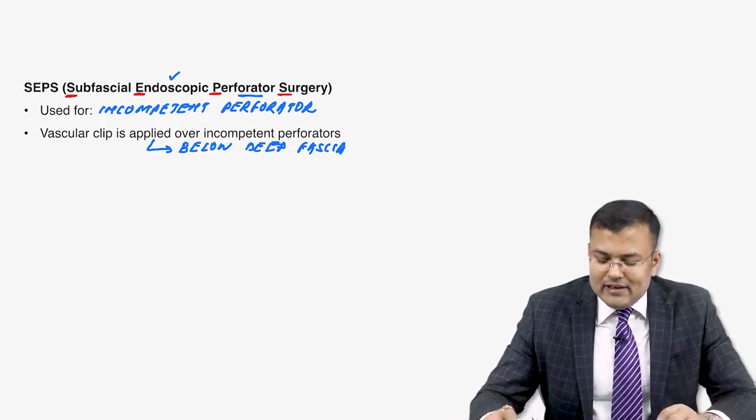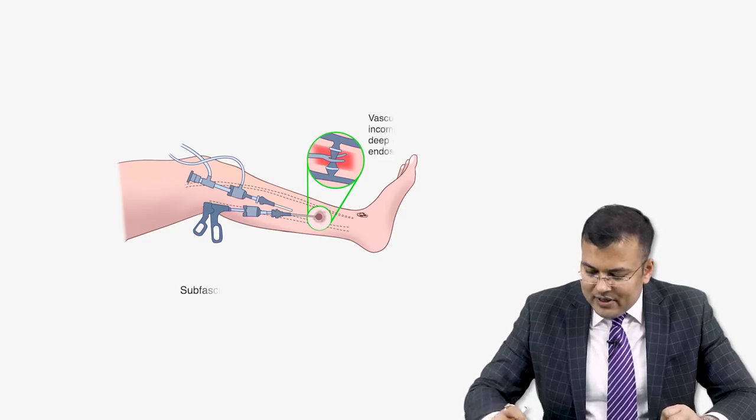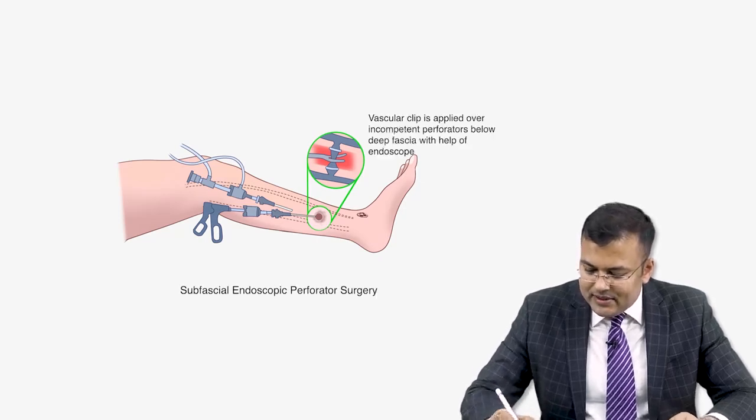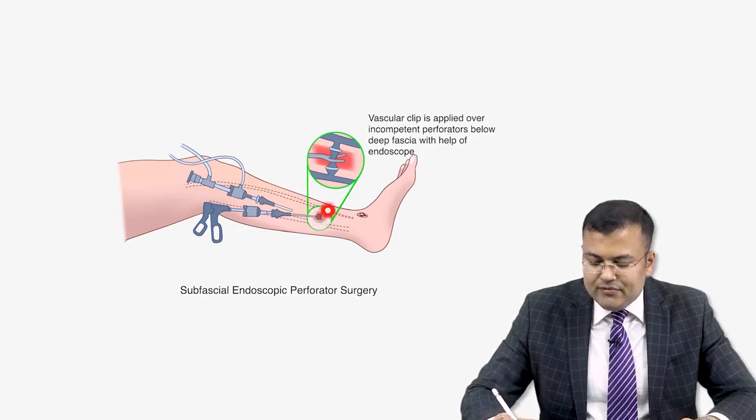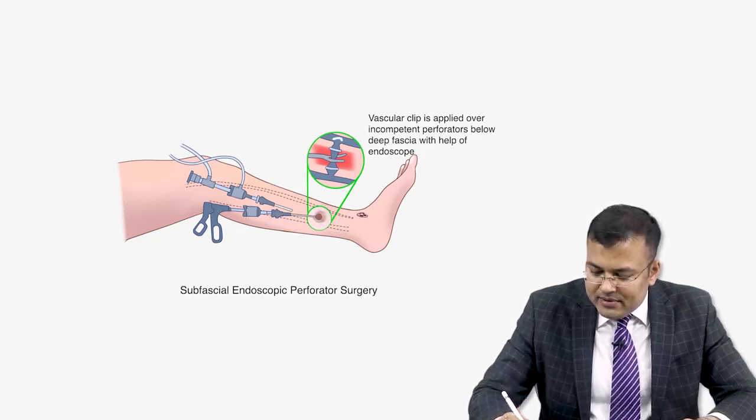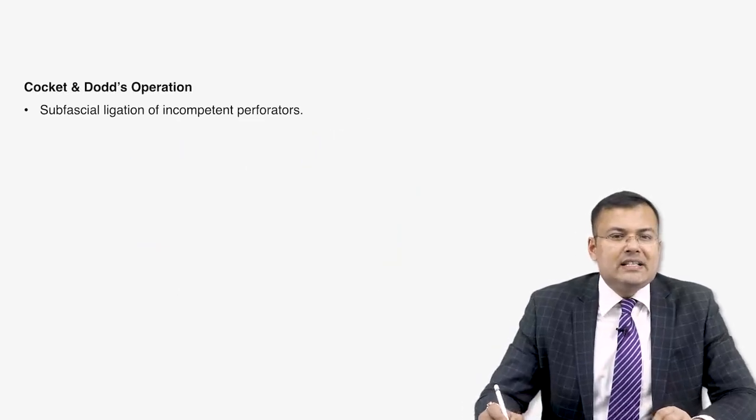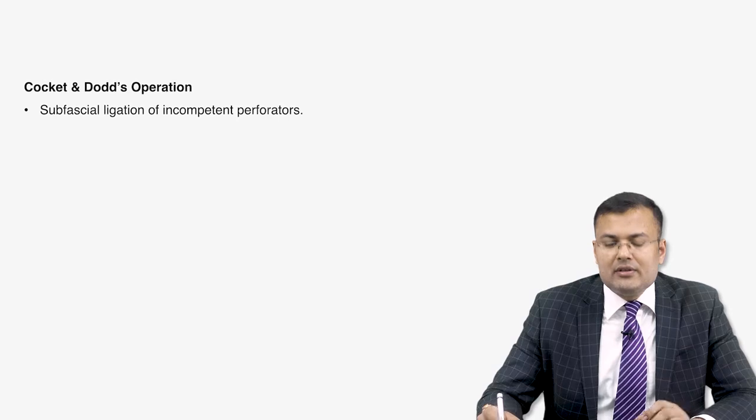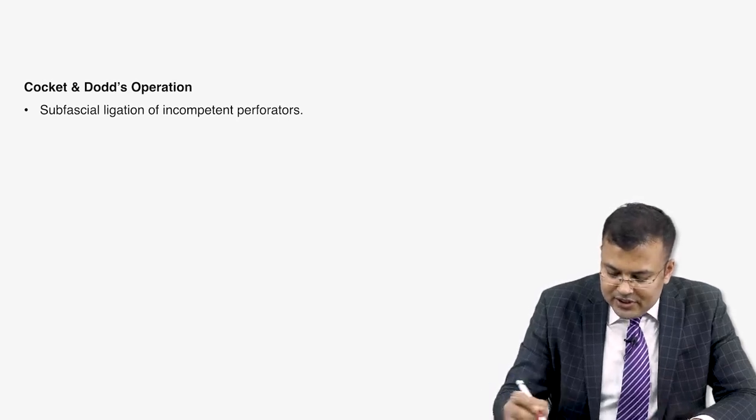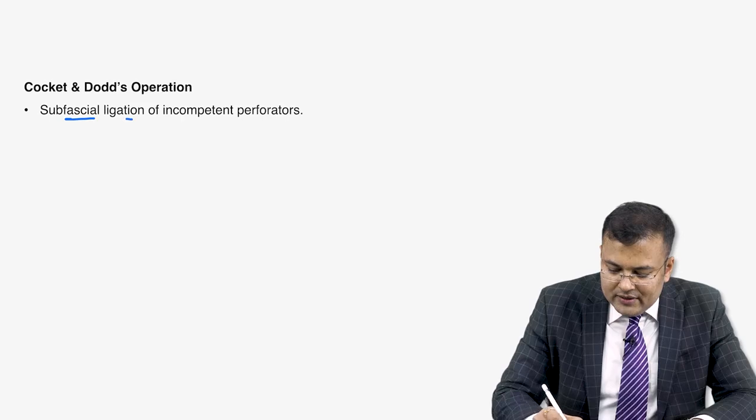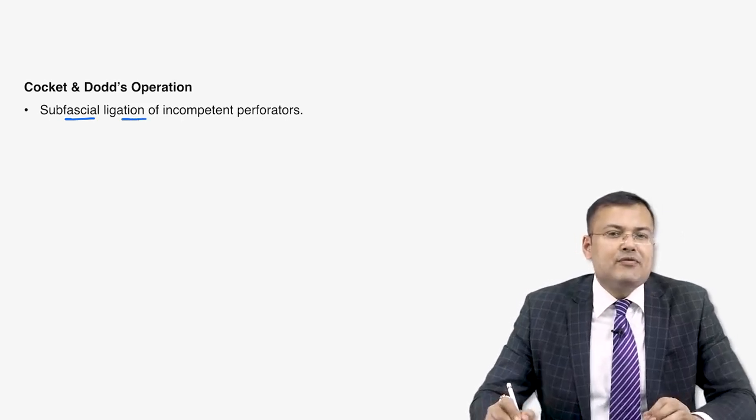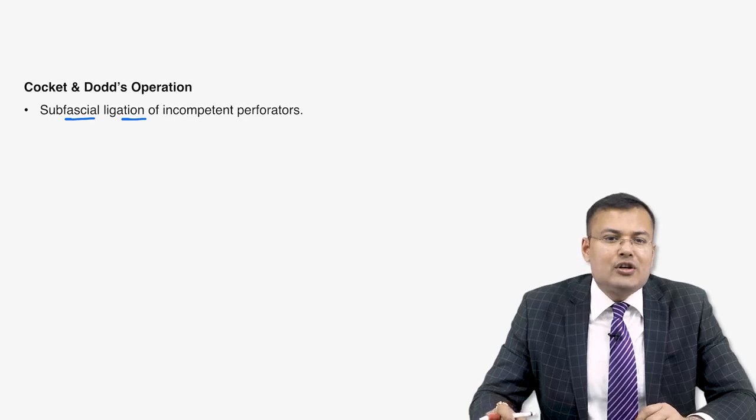How are we going to apply the vascular clip? In this image, you can notice that the vascular clip is applied in SEPS. So this is the incompetent perforator, and over the incompetent perforator, you can notice these are the clips being applied. Clear? So this is SEPS. There is another question which is asked, that is Cockett and Dodd's operation. Here we go for subfascial ligation of incompetent perforators, that is known as Cockett and Dodd's operation.